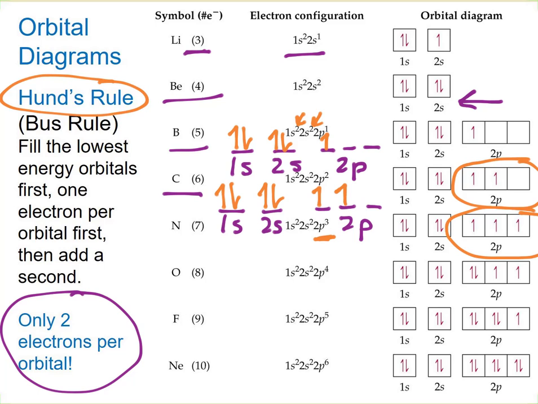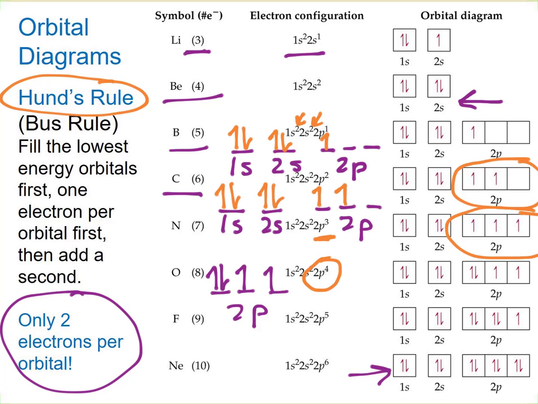When you get down to oxygen, oxygen has a 2p4 as part of its electron configuration, and how you would put that into the configuration, I'm just going to do just the 2p. You're going to go up, up, up, and then go back and put 1 more electron in that first orbital. And then we come all the way down to neon. So neon, everything's filled in.